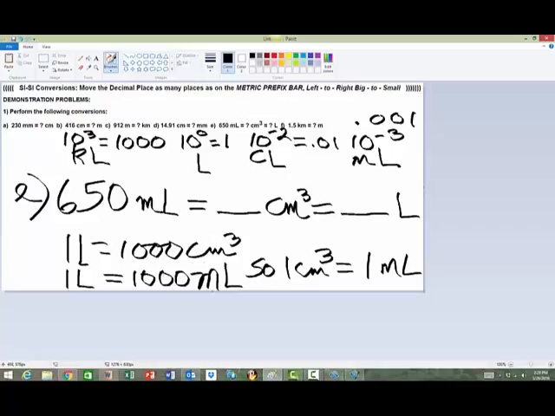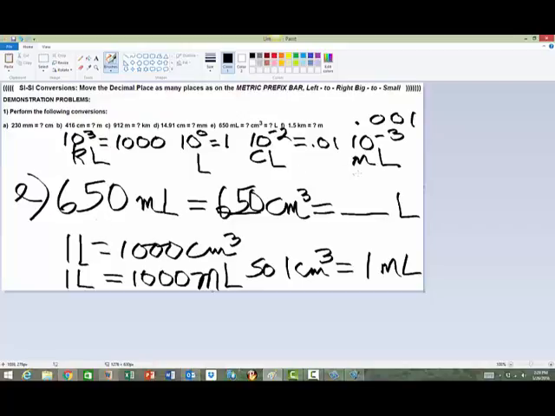A liter is 1,000 cubic centimeters. A liter is also 1,000 milliliters. This tells you that 1 cubic centimeter is 1 milliliter. Therefore, 650 milliliters is also 650 cubic centimeters. Now, 650 milliliters is how many liters?